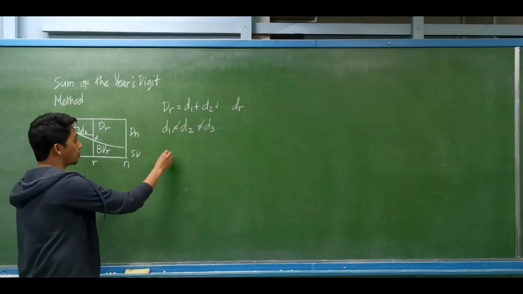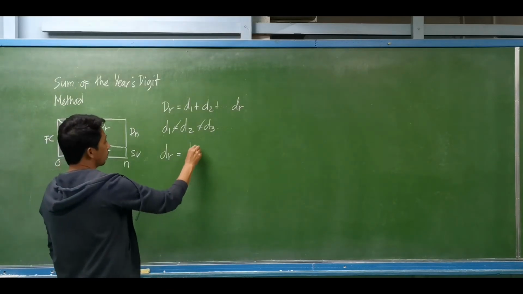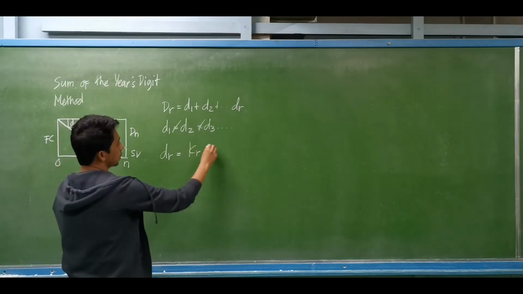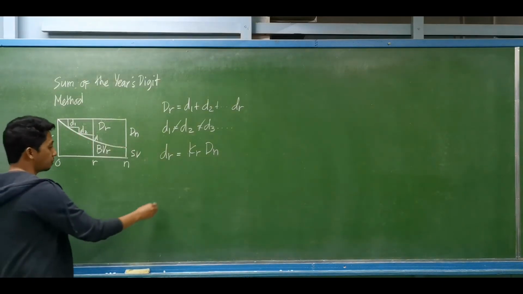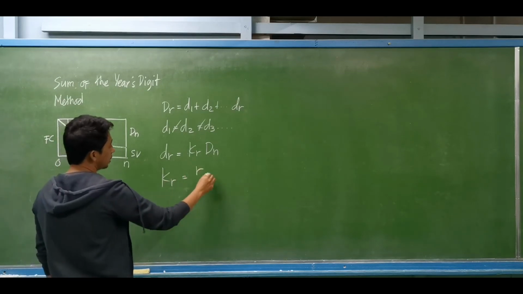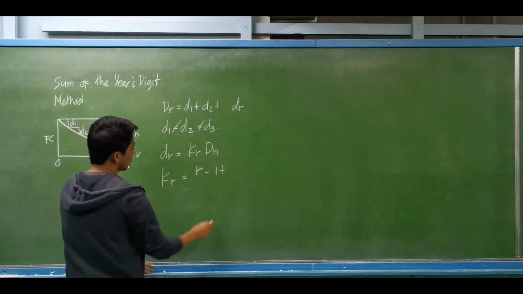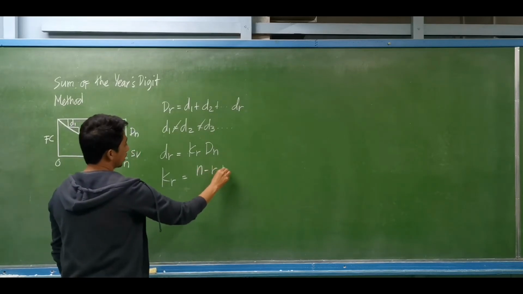How do we compute the depreciation on a specific year? Let's say d sub r is equal to k sub r, the rate of depreciation, multiplied by d sub n. As the equivalent of the rate of depreciation k sub r, we have n, the number of useful life, minus r plus 1.